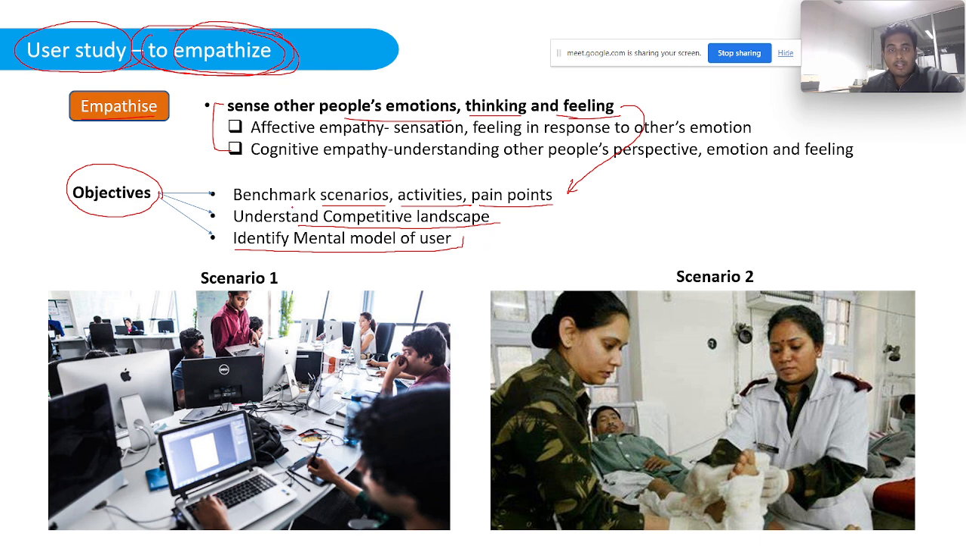Okay, so the very first objective is to benchmark. So what do you mean by benchmark?